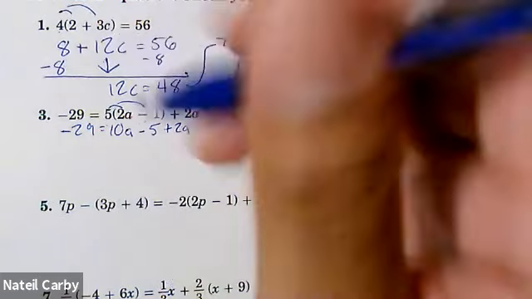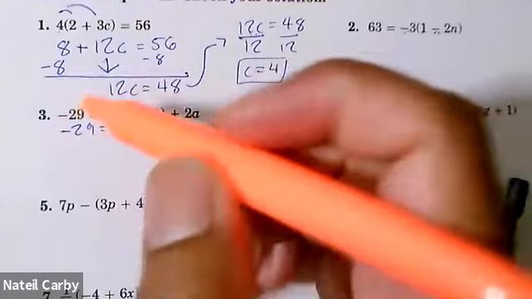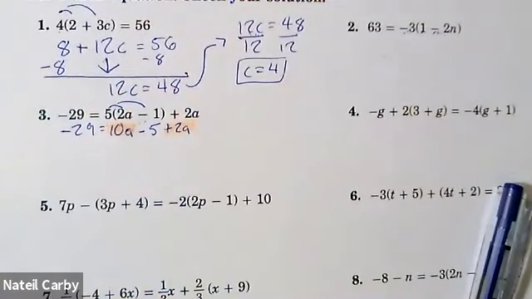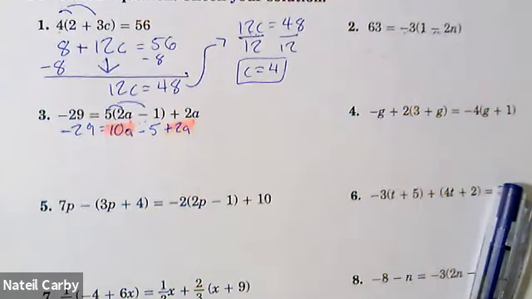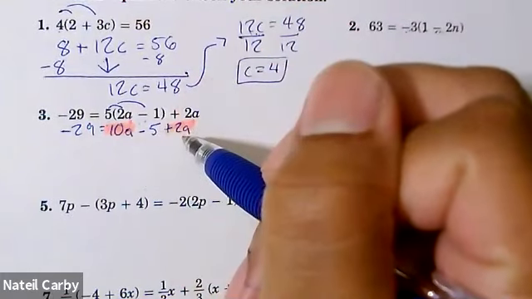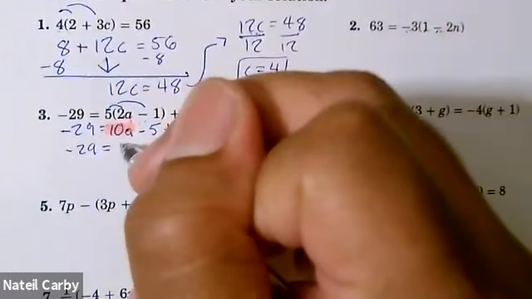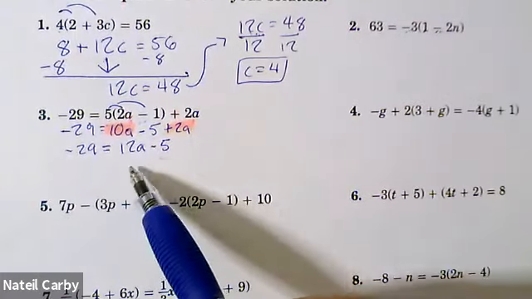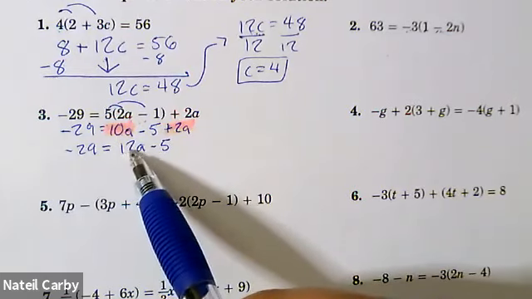Now I got to combine like terms. I got my 10a and my 2a. Here we go. 10a plus 2a is 12a. Rewrite everything. Negative 29 equals 12a minus 5. Remember, 10a plus 2a, you add the coefficients.